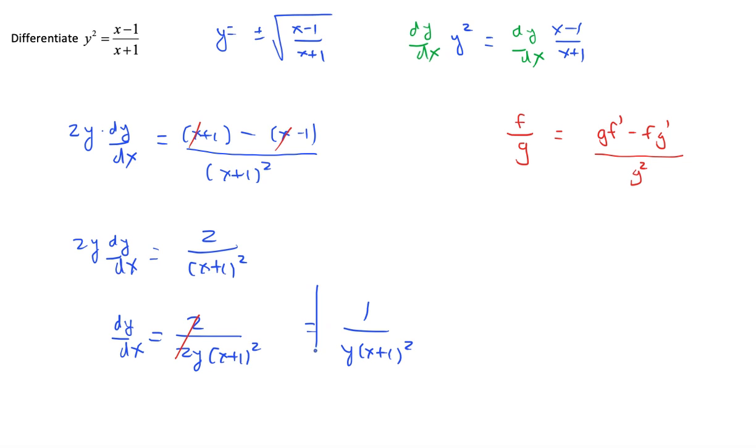Now you notice in the final answer, we do end up with x and y terms. I'm not going to say it's going to happen all the time, but because we're using implicit differentiation, we're going to end up with y's sometimes in the final answer.